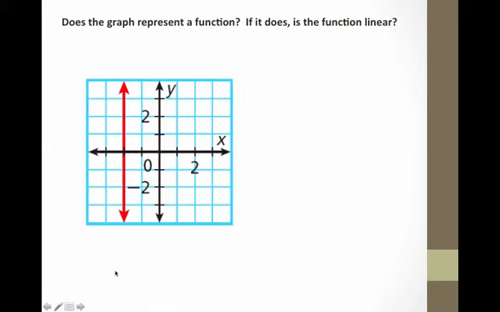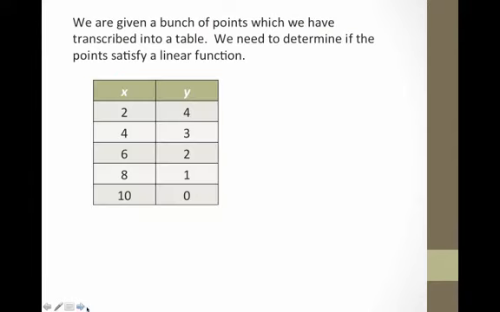And here, do I have a function? Well, I've got an x value of -2 that is associated with multiple y values. So I do not have a function. It is a line, so it's linear, but it is not a function.